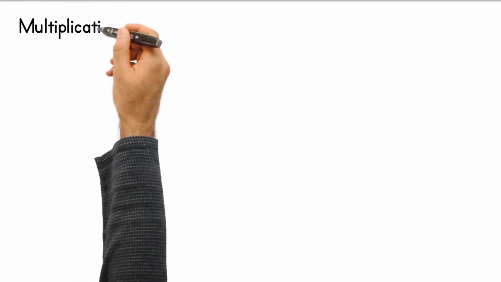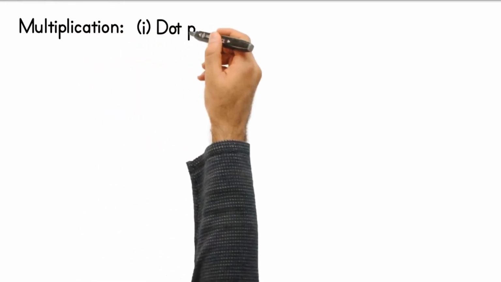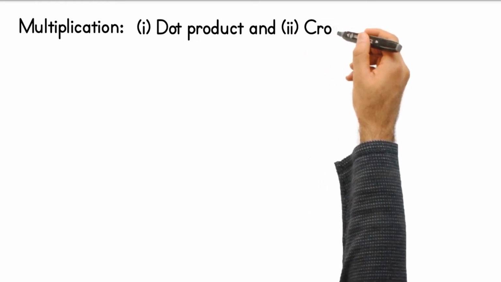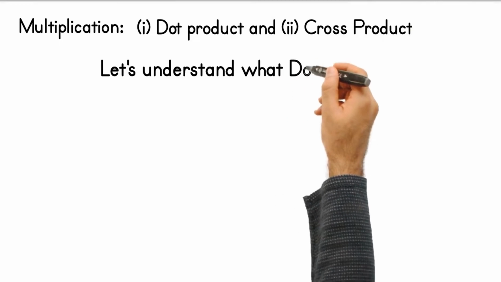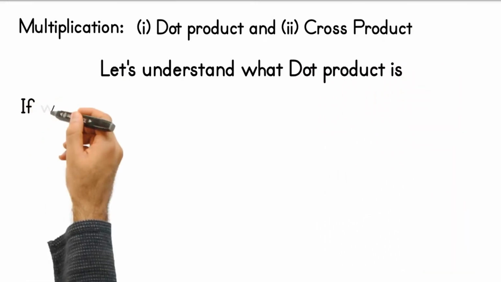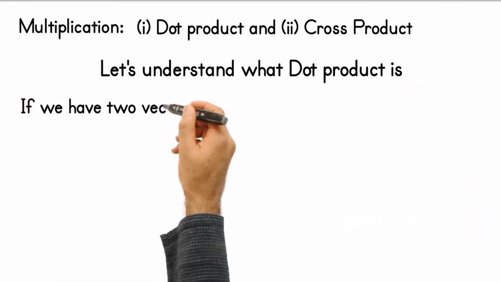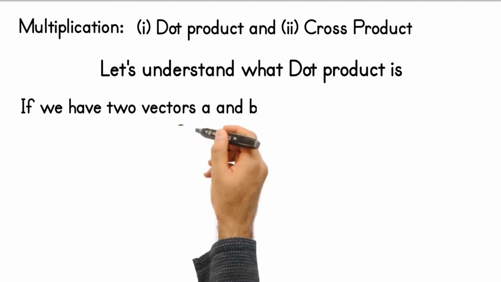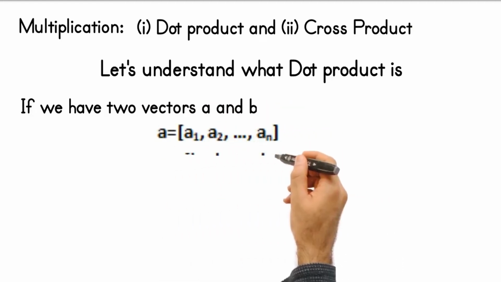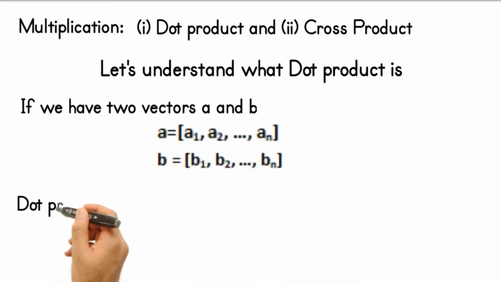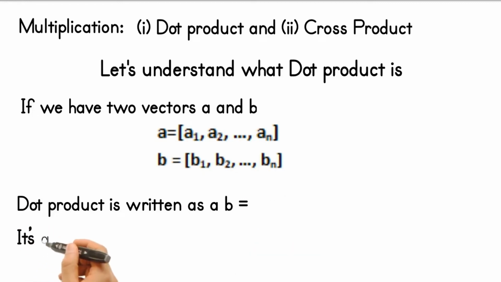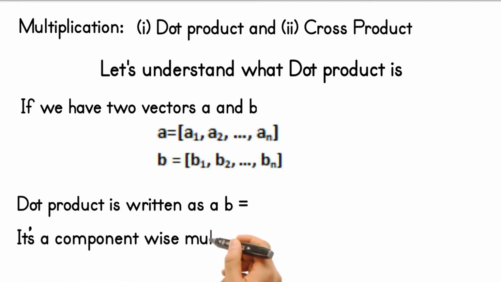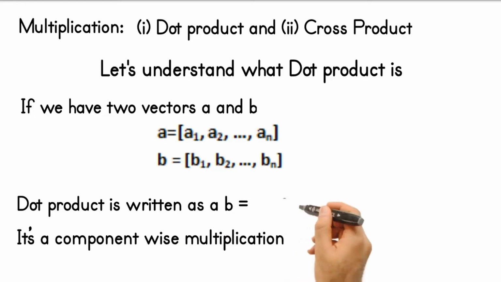There are two types of multiplication for vectors, dot product and cross product. Just for simplicity, we don't use cross product much in machine learning, so we will not go into details of what a cross product is. Let's go and understand what a dot product is. If we have two vectors A and B, dot product is written as A dot B. It's a component wise multiplication. It's nothing but A1 B1 plus A2 B2 plus An Bn.